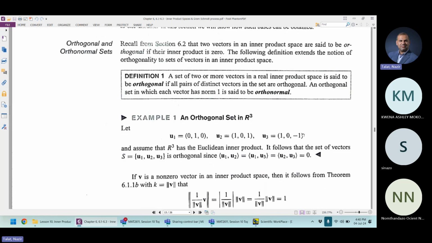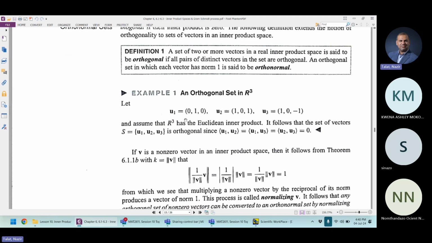For instance, here you can see u1 is the vector (0, 1, 0), u2 is another vector (1, 0, 1), and u3 is another vector (1, 0, -1). Then one can see that the inner product of u1 with u2 is 0, the inner product of u1 with u3 is 0, and the inner product of u2 with u3 is also equal to 0. It means these are orthogonal vectors, and since these are bases of R3, these are orthogonal bases.